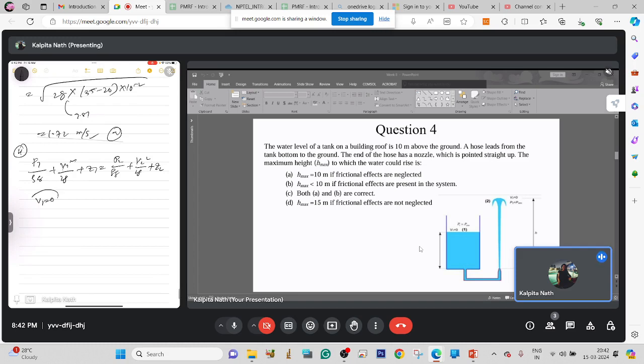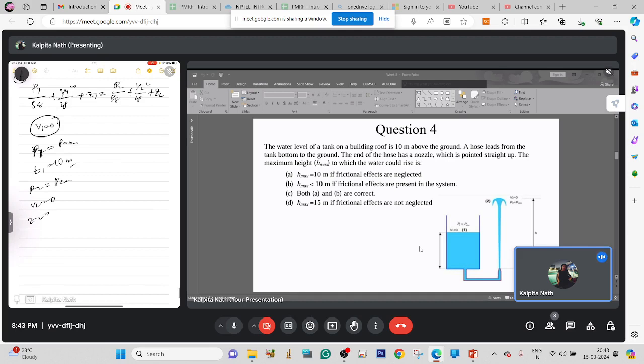So V1 is equal to 0. Why? Because this is a huge tank, the area is very large, so velocity is almost 0. P1 is equal to P atmospheric pressure and Z1 is equal to 10 meter. P2 is equal to P atmospheric pressure, V2 is equal to 0 and Z2 is equal to H. So that means Z1 is equal to Z2, that means H is equal to 10 meter. If we consider frictional effect, the maximum height that the nozzle jet will be reaching will be less than 10 meter obviously, because this is frictionless condition. So this is option C.